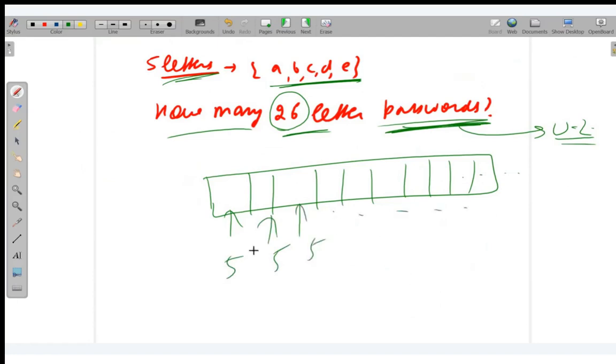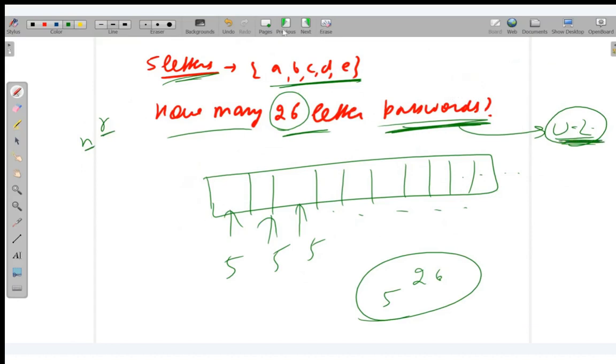So what will be our answer? 5 into 5 into 5, 26 times. So 5 power 26 is the answer. Since it is unlimited repetition, the formula was n power r. What is n, what is r, I have not told you, because there is no need. The best way is to make the box method and get the answer. This is a question of permutation with unlimited repetition.